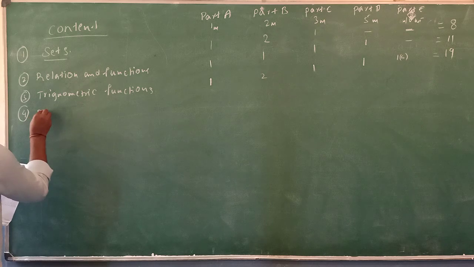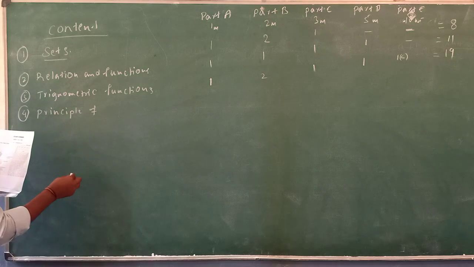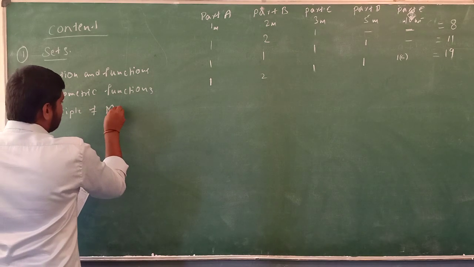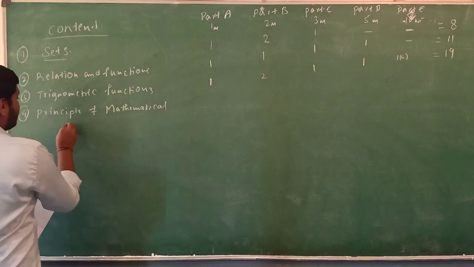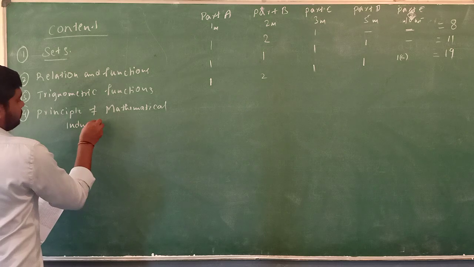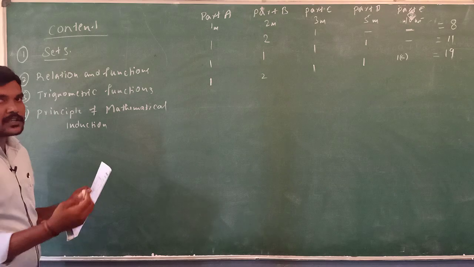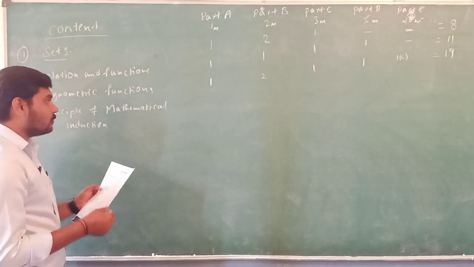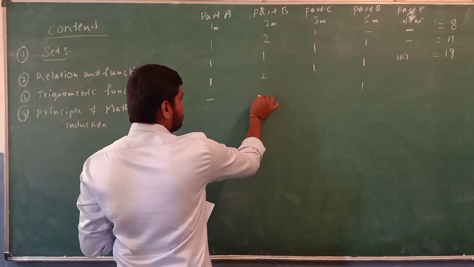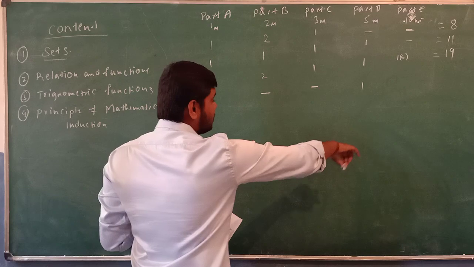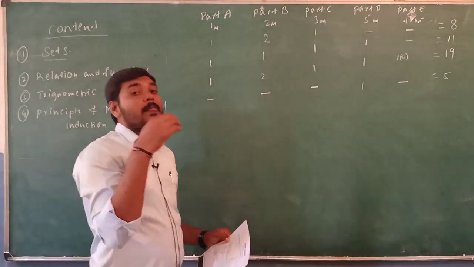So the fourth chapter is principle of mathematical induction. That is the very easiest chapter in your syllabus. So we have only one question which is allotted for 5 marks. There will be no 1 mark question, no 2 marks question, no 3 marks question, and no 10 marks question. So only one question will be there, allotted for 5 marks.